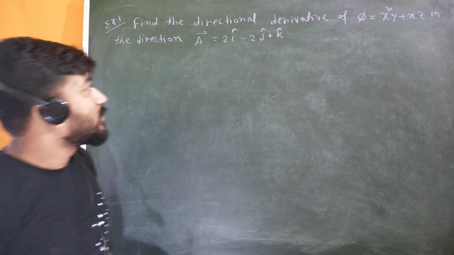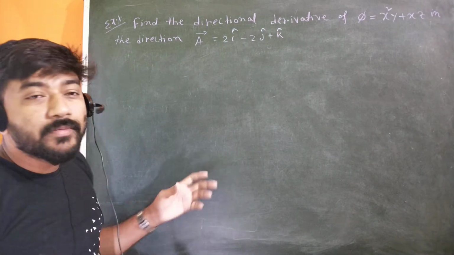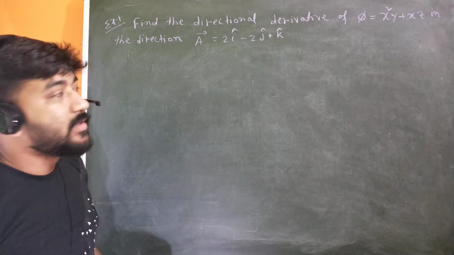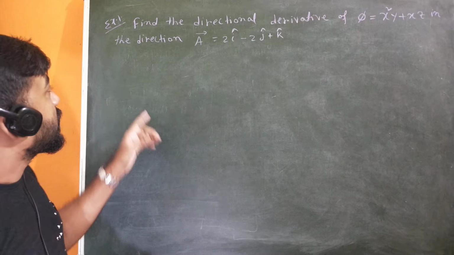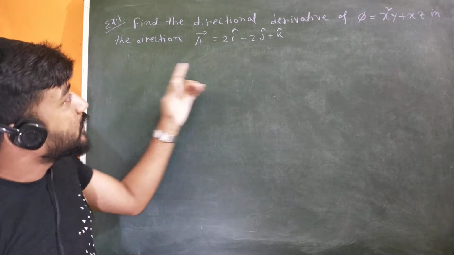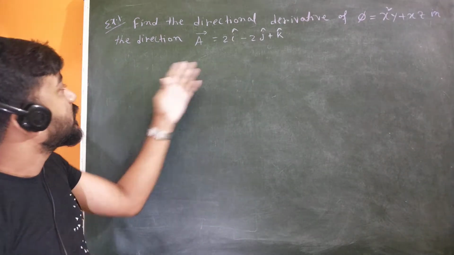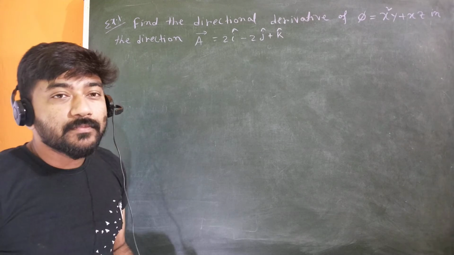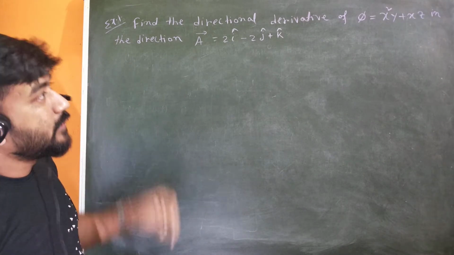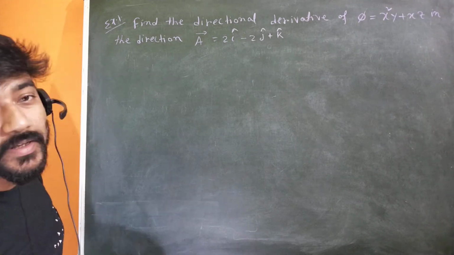So dear students, in the last class we left off with this problem, and we discussed the definition of gradient and also the directional derivative. I was solving this problem: to find the directional derivative of phi equal to x square y plus xz in the direction of vector a equal to 2i cap minus 2j cap plus k cap, and we have defined how we can find the directional derivative in a particular direction.